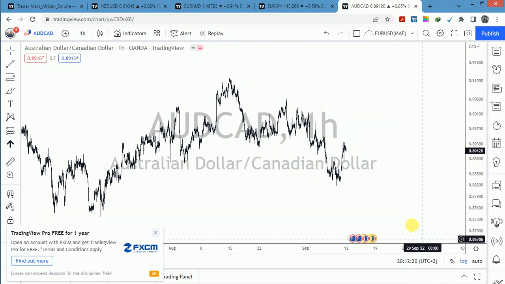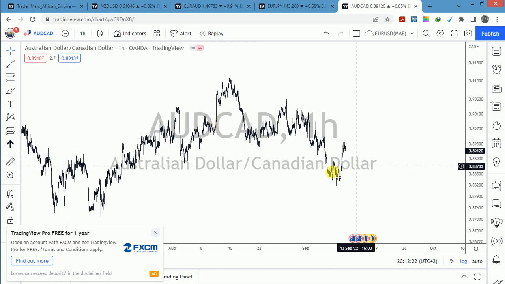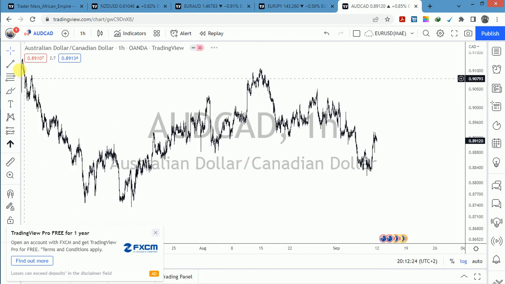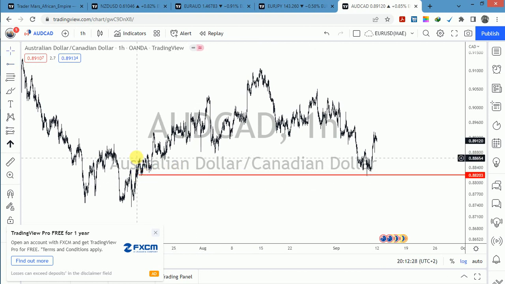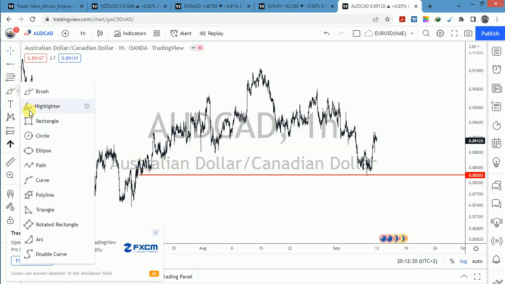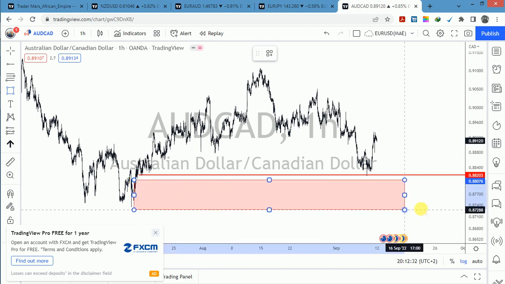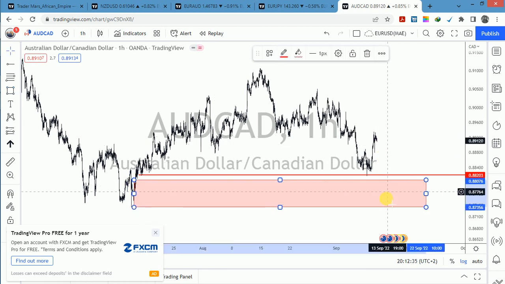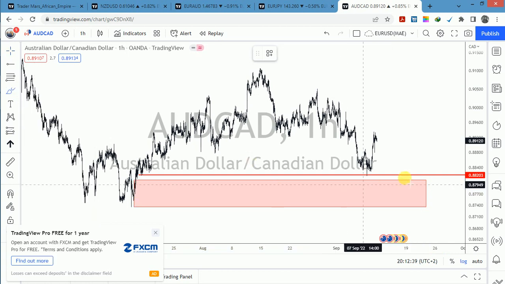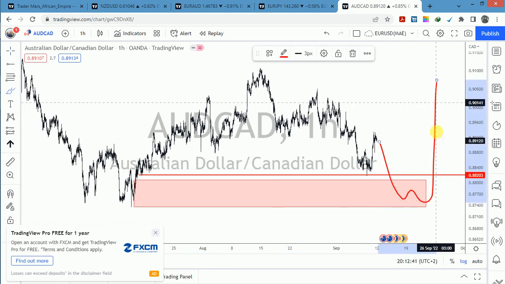Okay, this was from last week. AUDCAD. So AUDCAD left this zone here, so there is still a possibility for it to come back to this zone before it can continue to think that it can be bullish. Whatever we do, we should know there's a possibility for price to come back to this zone before it can continue to go up.